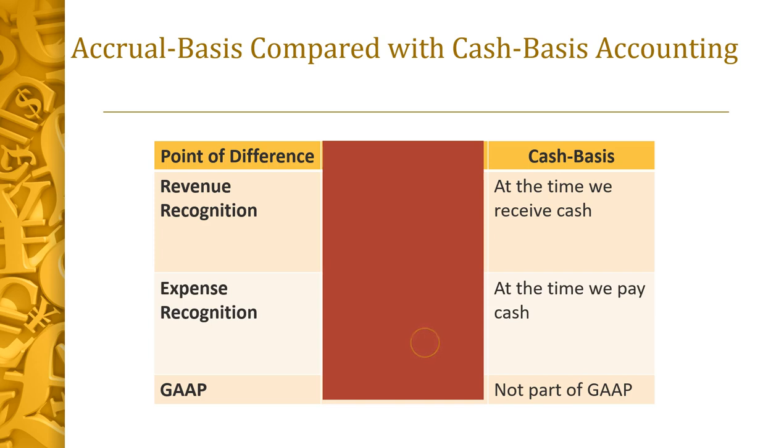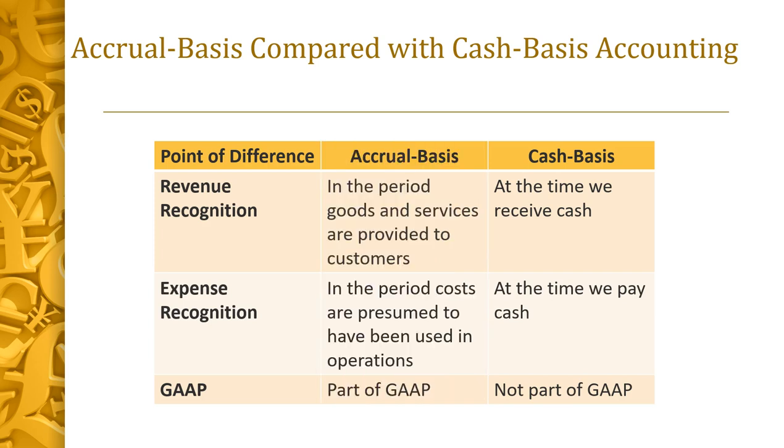Under GAAP, because of the revenue recognition principle and expense recognition principle, we have to do accrual-based accounting. And what that means is that revenue is recognized in the period goods and services are provided to the customer, which means, here's an example, if we got money in advance of services, we would not recognize it as revenue because we haven't provided the services. If we provided the services and we got the cash, we'd recognize revenue.